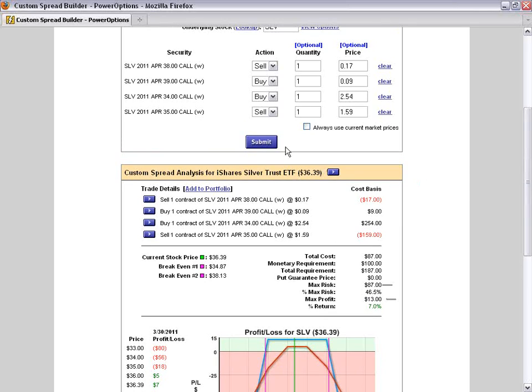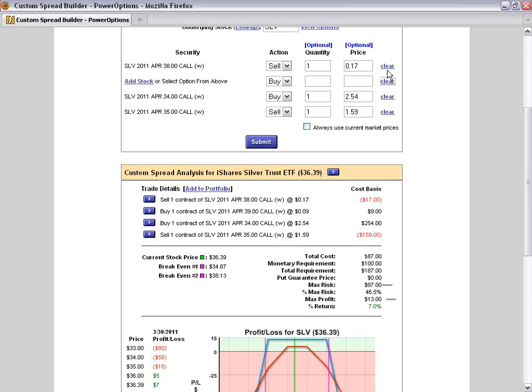So looking at this position, I have a 38.39 in the money bull call debit spread and a 35.34 out of the money bear call credit spread. Well, max return is 7% or $13, and we're risking $87 or 45%, 46.5%, my apologies.